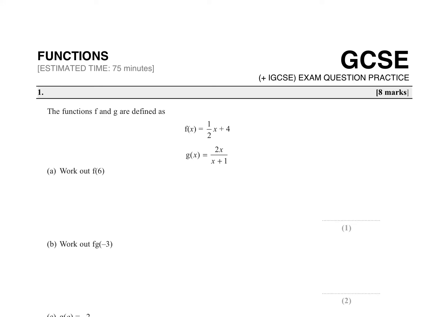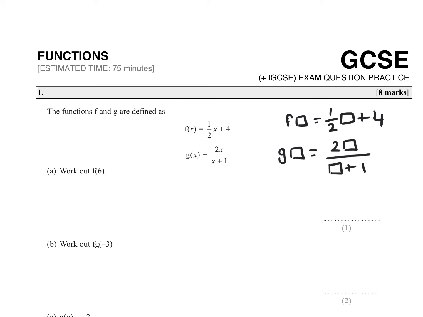Okay, so functions, probably one of my favourite topics because it actually lends itself to so many skills. So here are the functions f and g, and f of x is defined by this. So this is saying the function of x is defined by a half lots of x plus 4. And then here we have the function of g is defined by g of x. Imagine this x as a square: f of square equals a half lots of square plus 4. That's essentially what we're doing here. And g of square equals 2 lots of the square divided by the square plus 1.